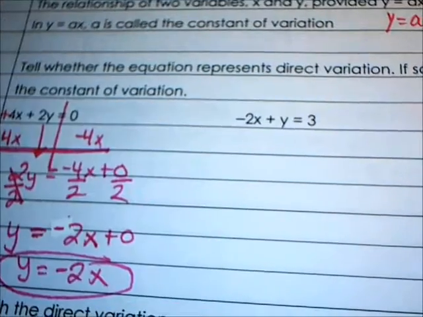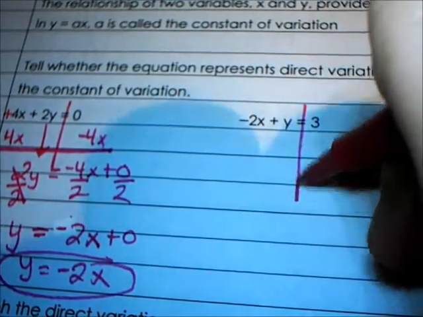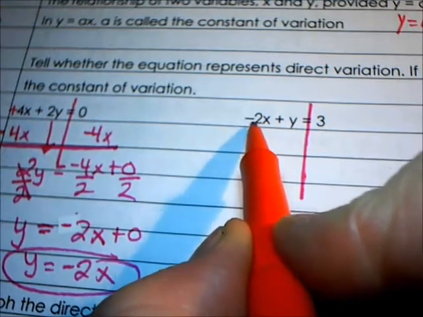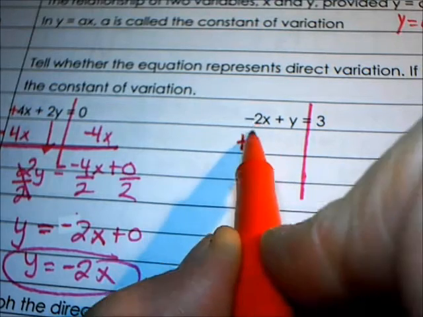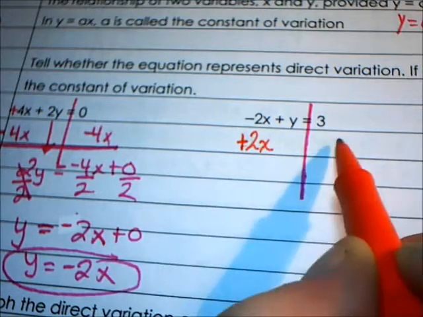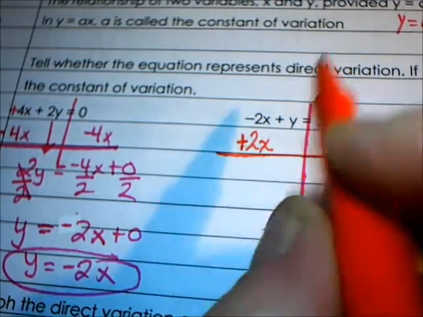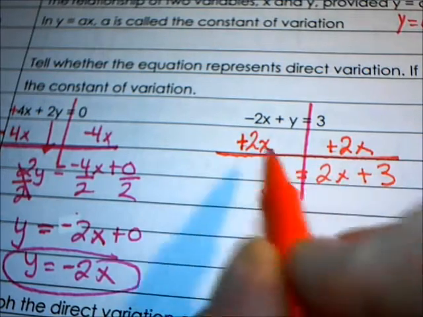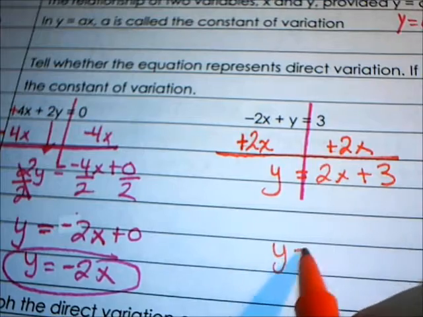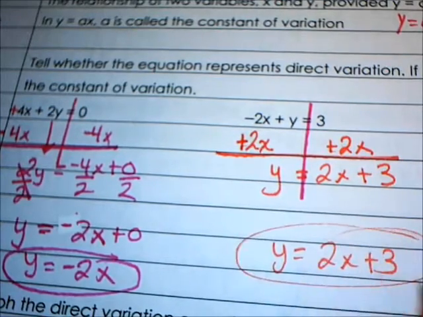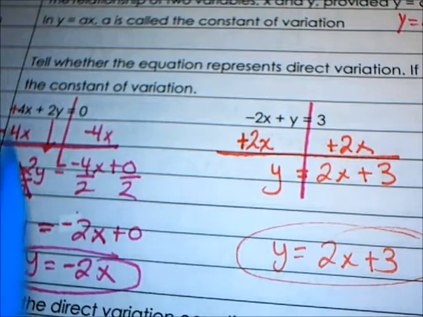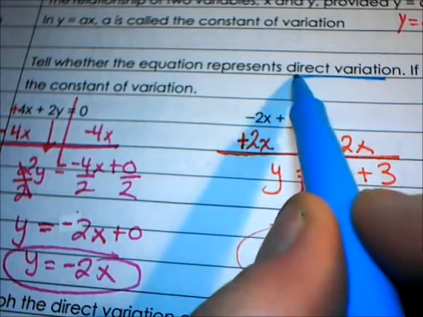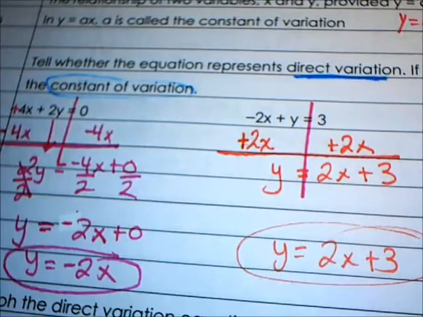Okay? If I go to the second problem, there's the equal sign, so draw your line. What's got to move? On this one, the negative 2x moves to the other side. Here it's negative, so it's going to change to a positive. That gives me y equals 2x plus 3, and then I don't have to divide by anything, it's just a y, so that will be my equation, y equals 2x plus 3. Now, the question on these two things is, tell whether the equation represents a direct variation. And if it is, it wants us to identify the constant of variation.